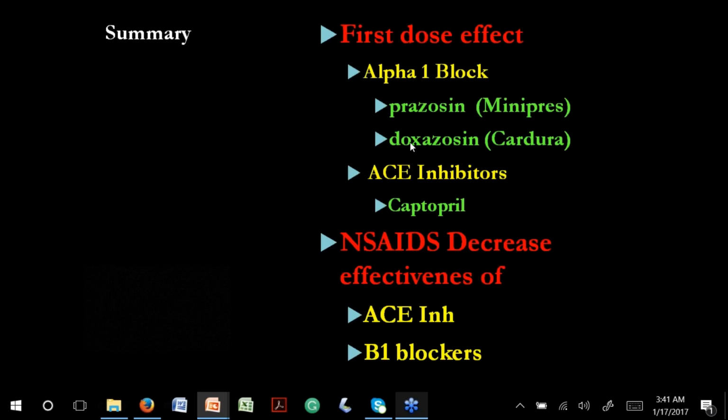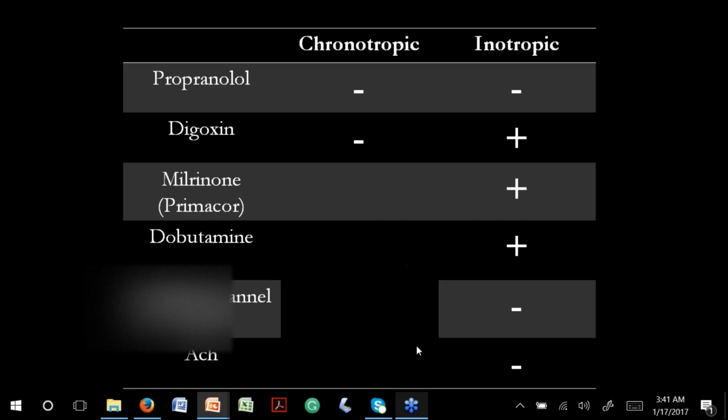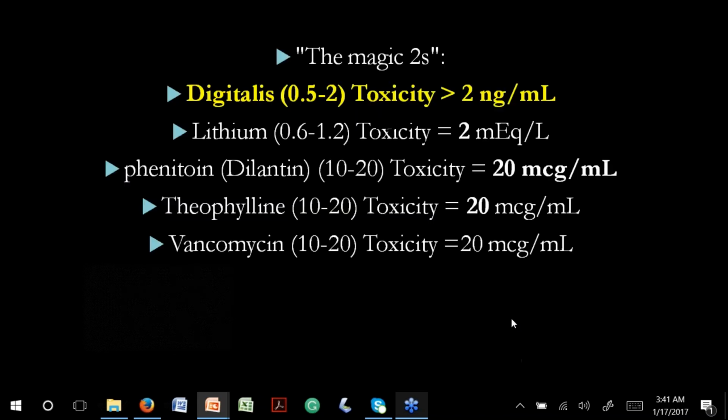Here we have a summary of the chronotropic and inotropic meds. Propranolol is negative, digoxin is chronotropic negative, inotropic positive. The Primacor is inotropic, so it doesn't have a chronotropic effect. Calcium channel blockers do not have a chronotropic effect. Dobutamine, acetylcholine, just to know a comparison here. Calcium channel blockers are inotropic negative, for example.